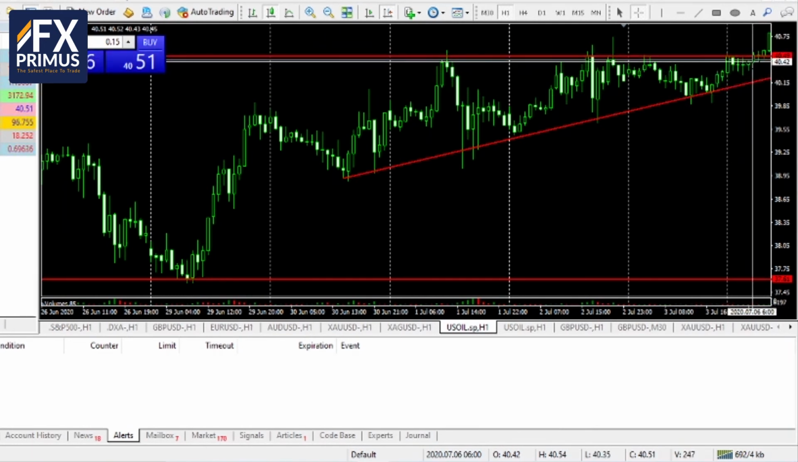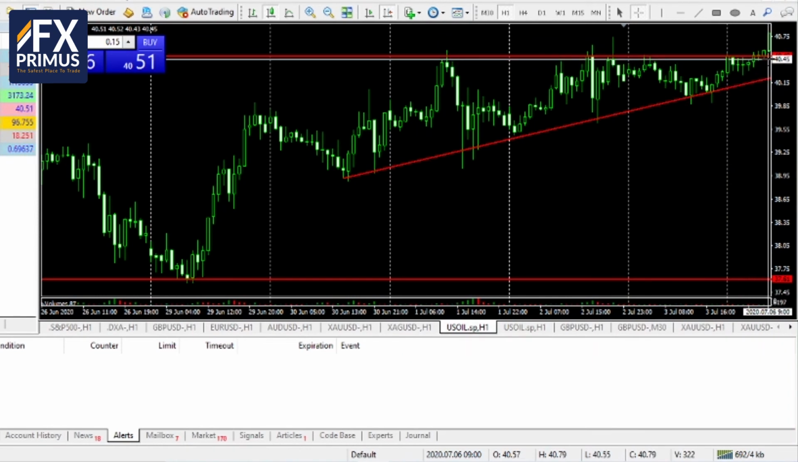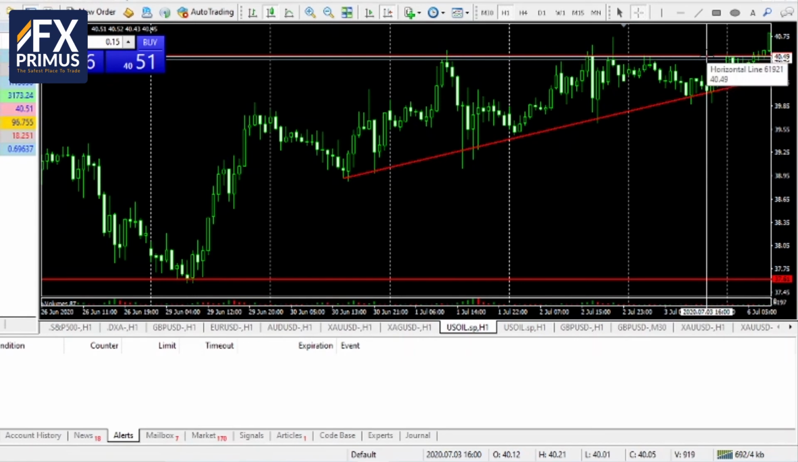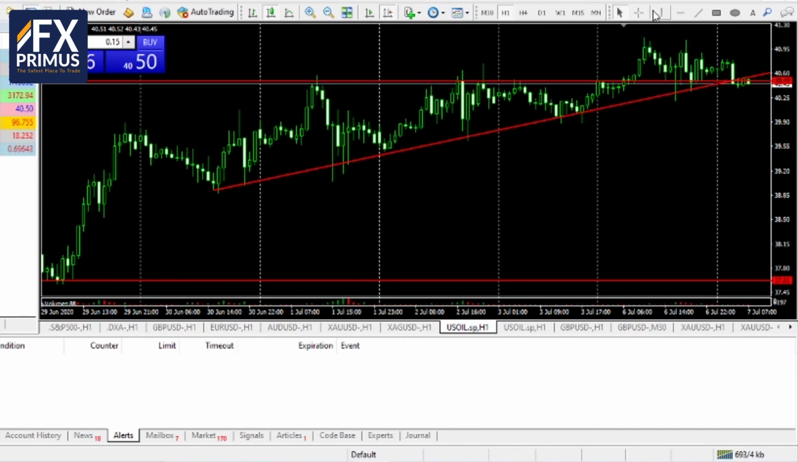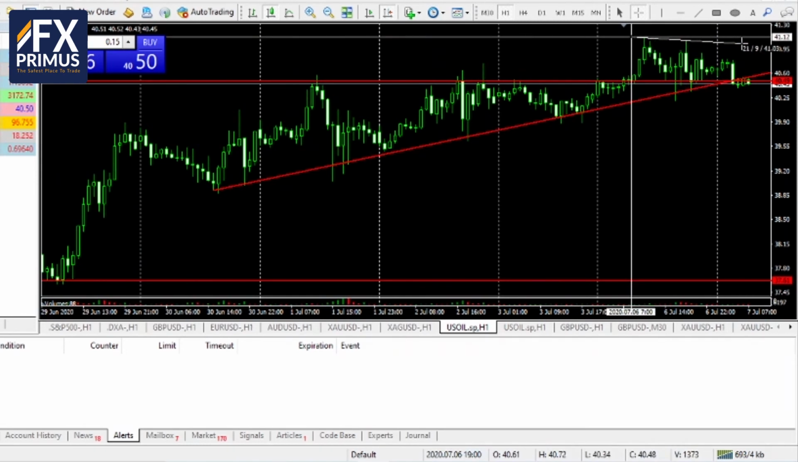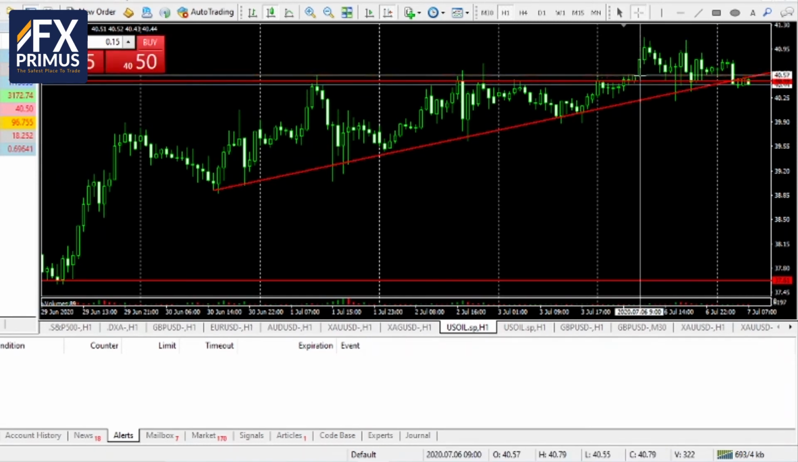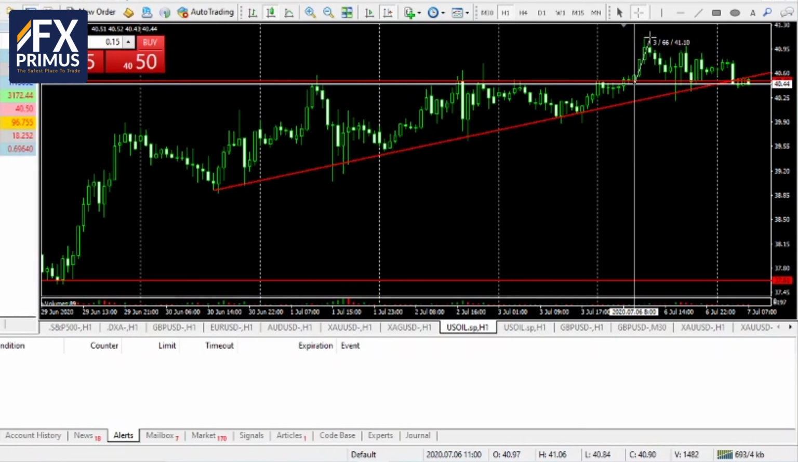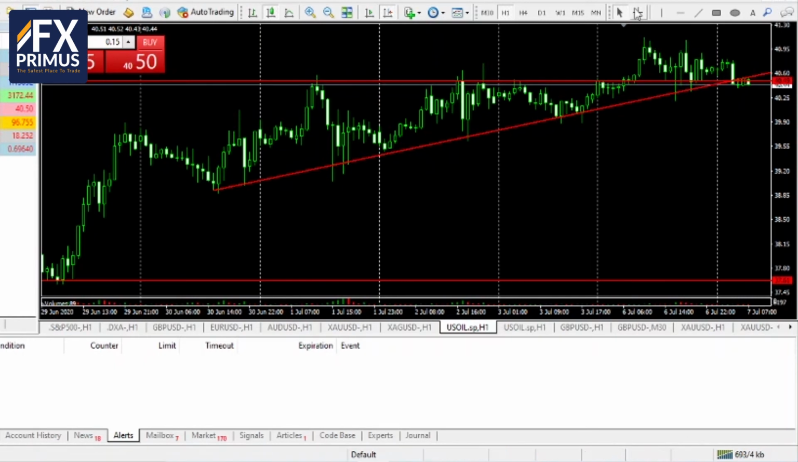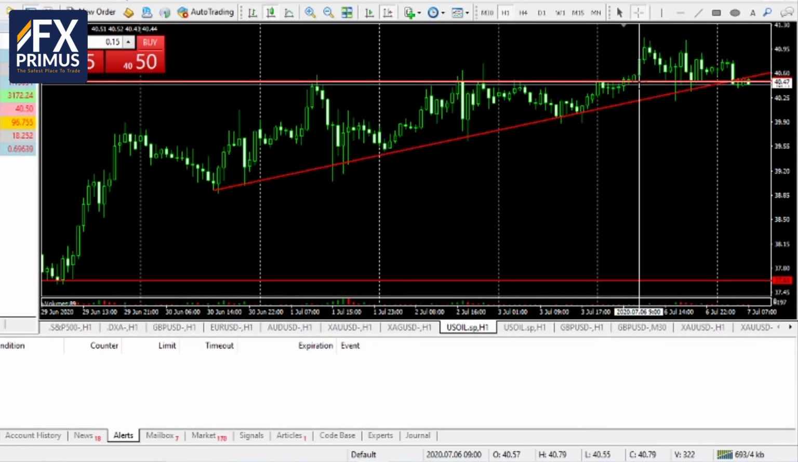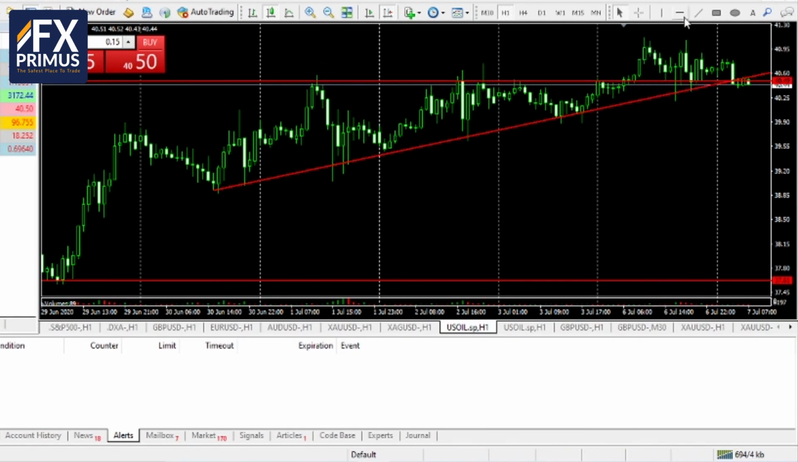So true enough, at about 2 p.m. again, oil prices broke through this resistance at $40.49 and pushed all the way up until $41.12. Okay, so oil prices went up about 66 cents during the UK trading session. Then after it was just trading sideways for the rest of the trading session.